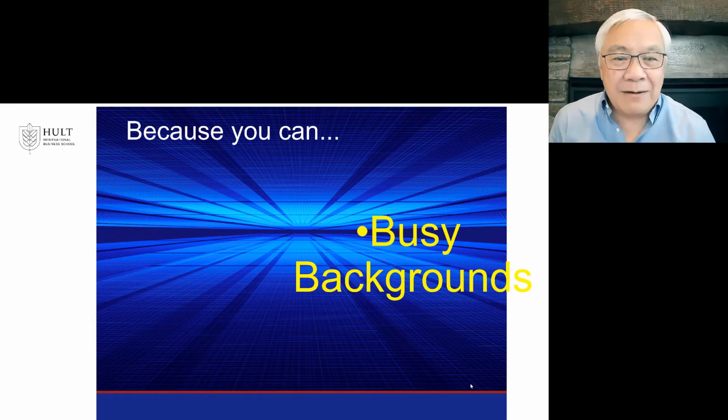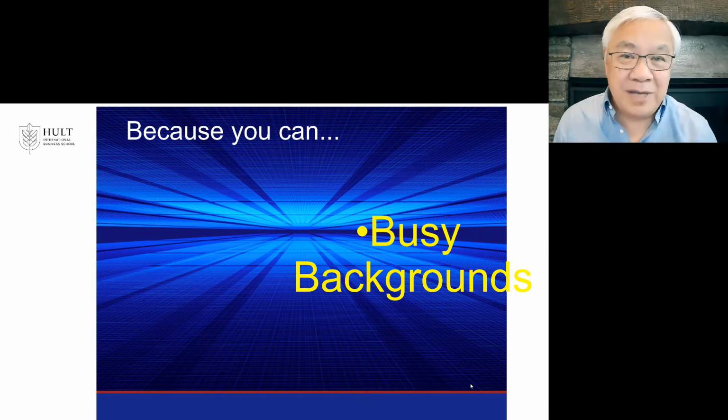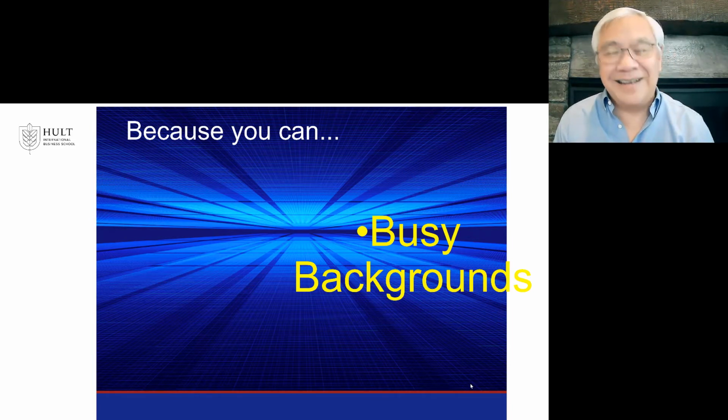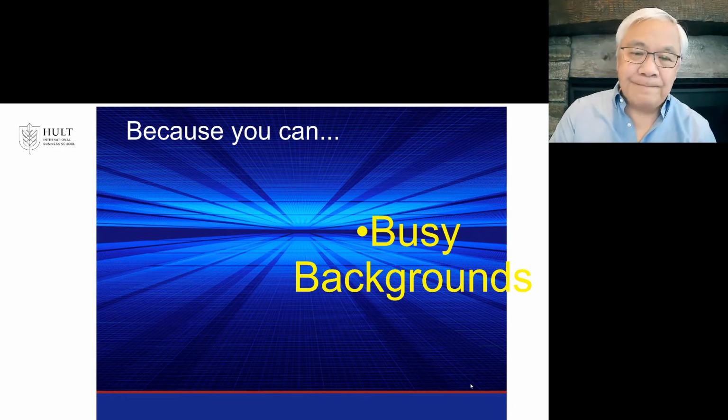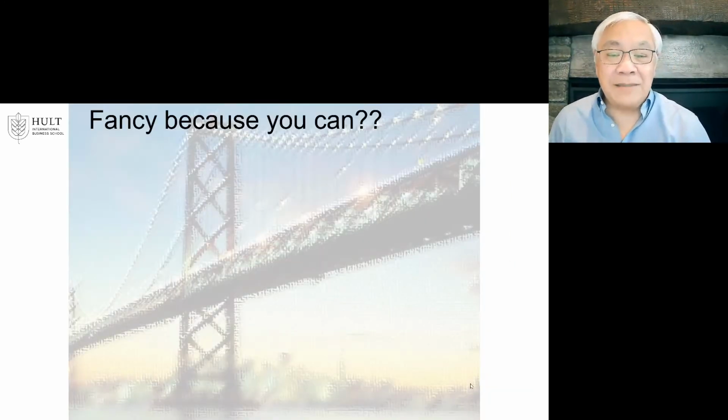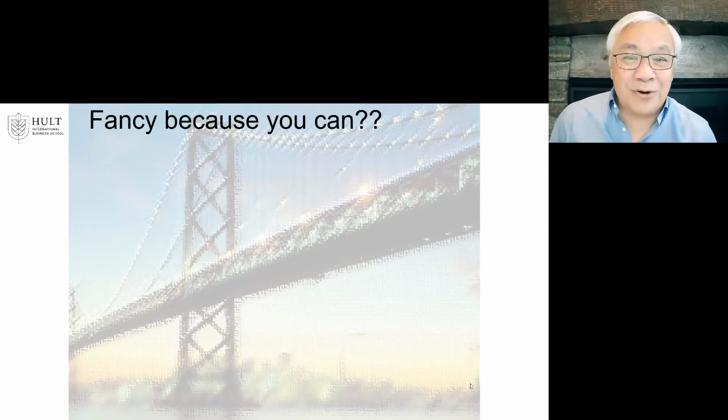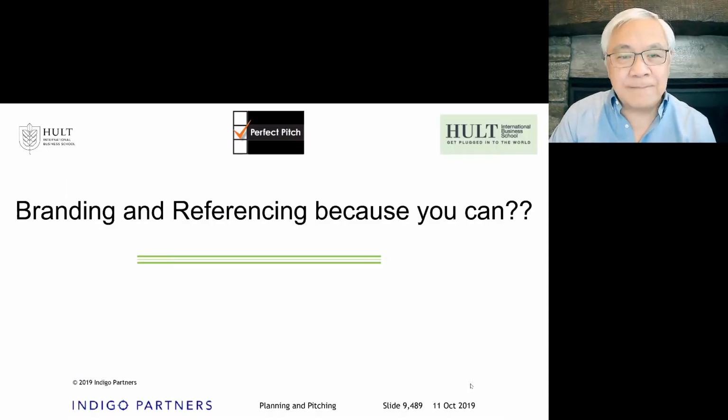The other is busy backgrounds. It's cool, it's psychedelic, like what's going on, but it's busy. Now, just because you can make something look busy or fancy doesn't mean you should, because it's busy. Next, you may have something more abstract or opaque or maybe something just in the background like a watermark. Does that add to the message or is it distracting?